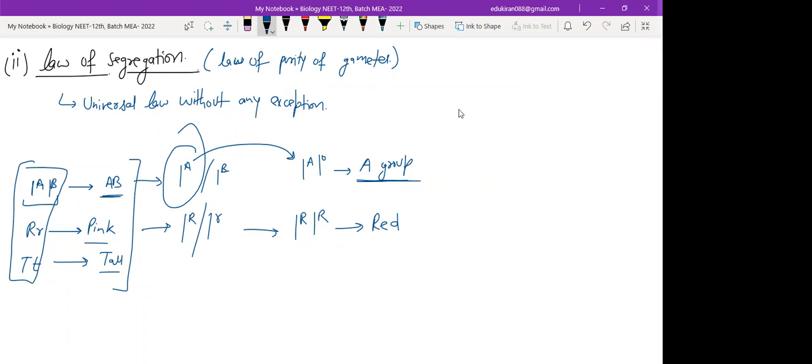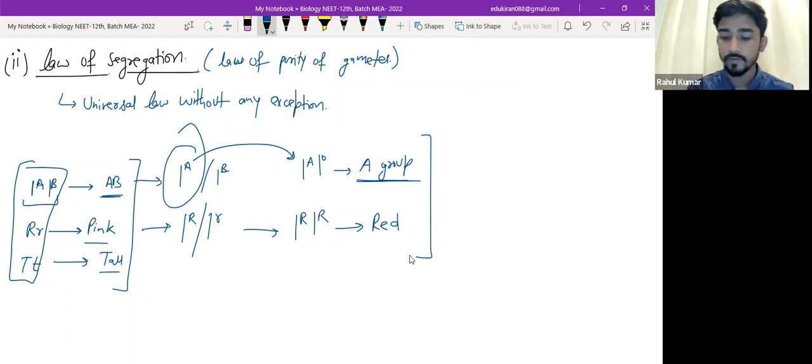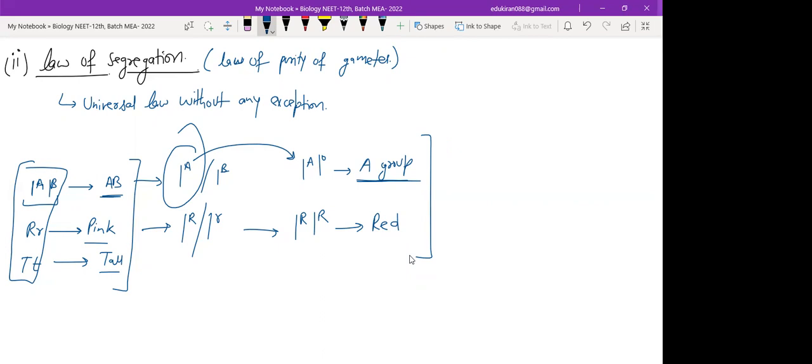Understood law of segregation? Everyone understood the law of segregation? Or is there any doubt? No doubt, sir. Okay.